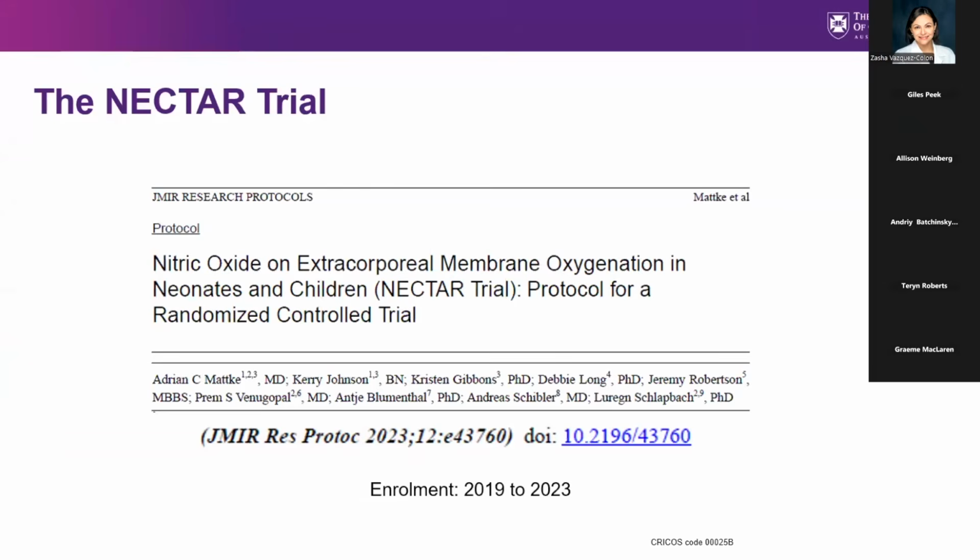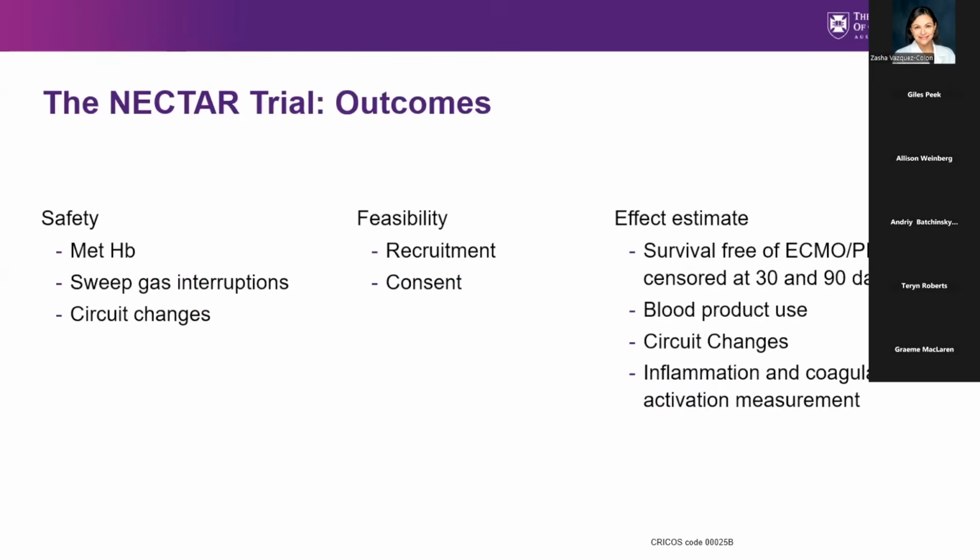It's sitting with Robert Tasker. And as soon as he says, okay, then hopefully it'll come out. So we're hoping it will be published in the next couple of weeks. We enrolled between 2019 to the end of 2023, so we're a bit overdue to have this out. So what we tried to look at is, what difference would nitric oxide make? And we looked at safety, feasibility, and then an effect estimate.